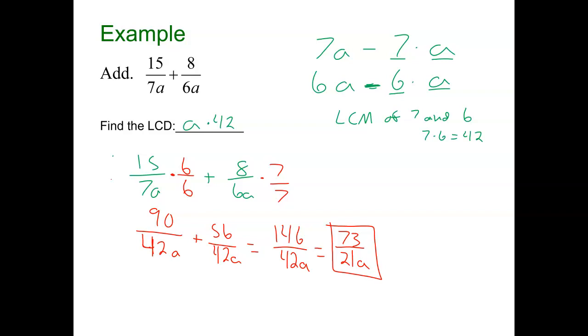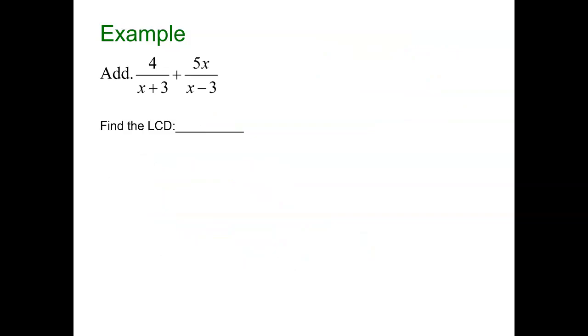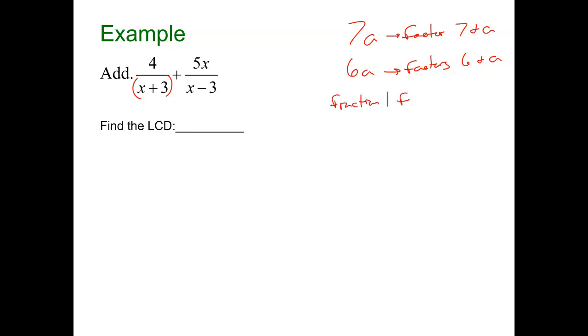Okay? Alright. Now let's move from monomials to binomials. So remember with the last one, 7a was factors 7 and a. 6a was factors 6 and a. When I have a binomial, my factor is that binomial. So my first fraction, fraction 1, has factors of just x plus 3. That's its only factor. My second fraction, fraction 2, has a factor of x minus 3. That's its only factor.